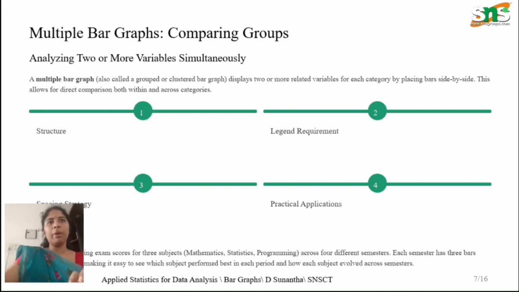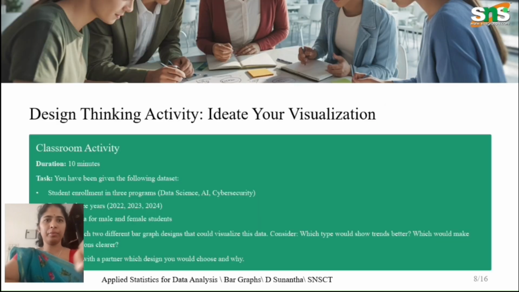Here is a multiple bar graph, which compares two or more variables for each category. For example, comparing mathematics, statistics and programming marks across 4 semesters. This would be the best option. Next, we can see the compound bar graph also. A compound bar graph, also called a stacked bar graph, shows the total value and also displays how the total is divided into subcategories. Budget allocation, population composition and department wise expenditure can be shown using this.